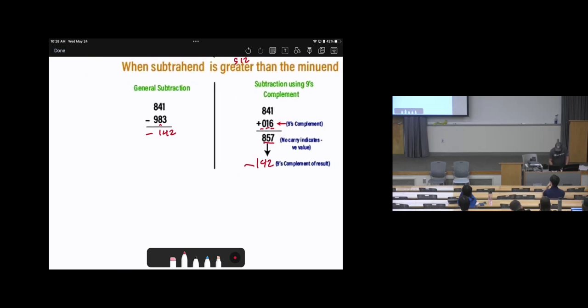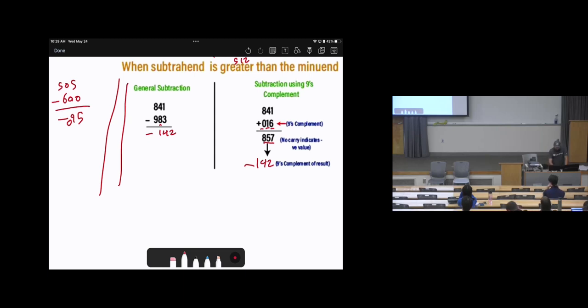Another example. Let's assume we have 505 minus 600. 505 minus 600, negative 95, right? And don't forget here, because we have a 3-bit register, put 0. Don't forget. We must be consistent with the number of digits. Even if it's 0, make it like this.